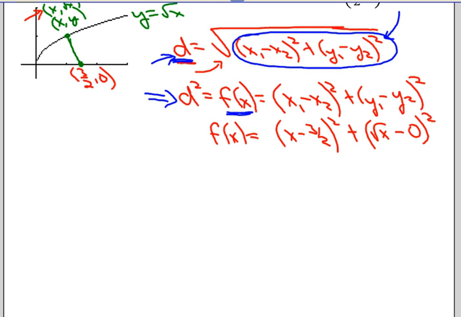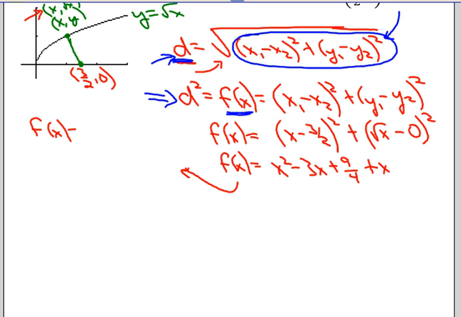Okay, no calculus yet. Let's just do a little bit of algebra. I'll FOIL this out, and it looks like x squared minus 3x plus 9/4. And look over here, the square root of x squared is just another x. Combine like terms. I'm losing a little space here, so I'm going to write it over here. So we get our function that we want to minimize is x squared minus 2x plus 9/4.